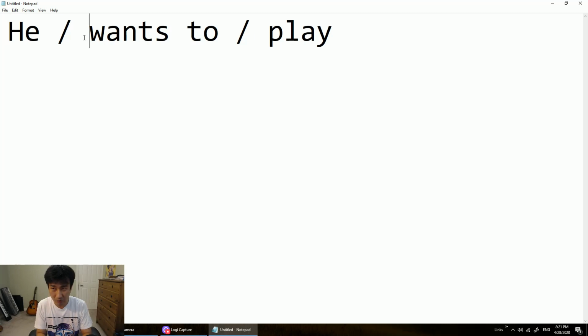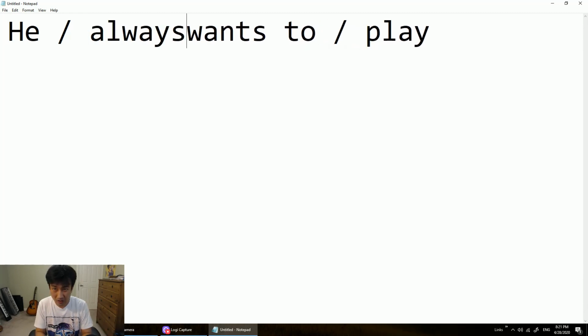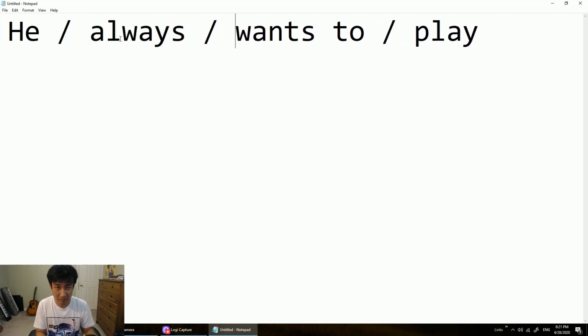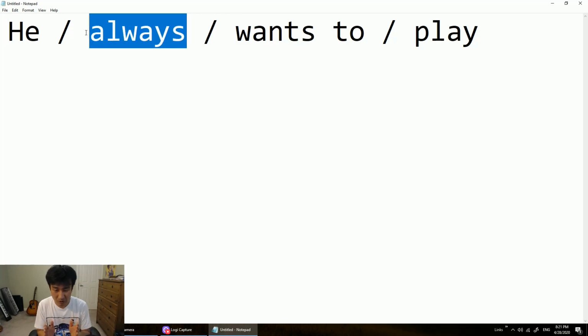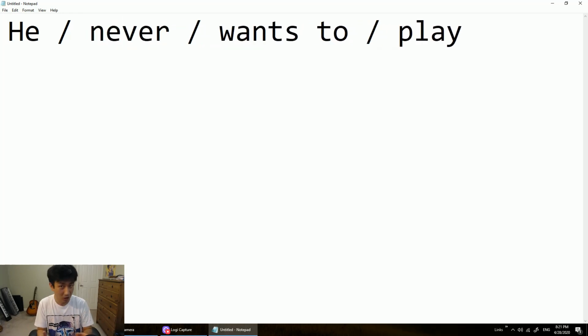template. For example, he always wants to play, or he and then a similar word to always, like he never wants to play. That works too, you know? So now you're probably thinking, how can I use this with Korean or other languages? Well, it works exactly the same way. This is to get used to the word order, right?